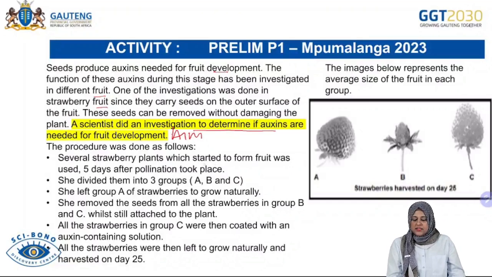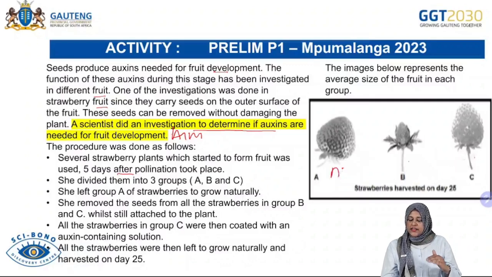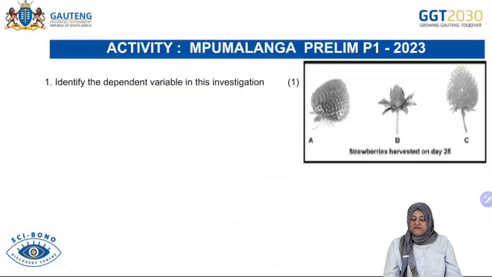So several strawberry plants started to form fruit, which was used 5 days after pollination took place. The scientist divided them into groups A, B, and C, as you can see here. Group A grew naturally. Group B was where she removed the seeds, and group C was still attached to the plant, but an auxin-containing solution was applied to this plant here. All the strawberries were left to grow naturally and harvested on day 25. So you can see here, strawberries harvested on day 25. Identify the dependent variable, which you got from the aim, which is development of fruit.